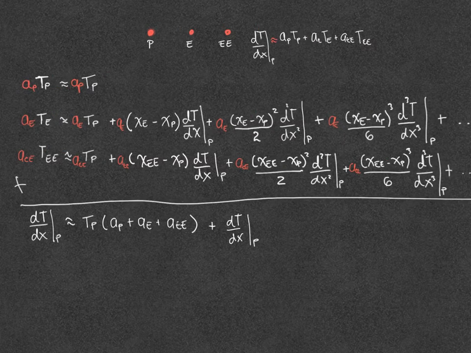Before continuing with the rest, I wanted to make you aware that this derivation is general. It means that we can have a distance from xe to xp that is not the same as the distance between E and EE. It doesn't have to be. So we can consider non-uniform grids in that sense.